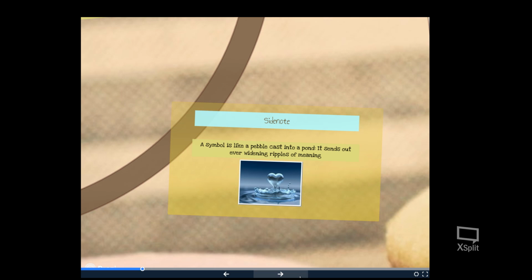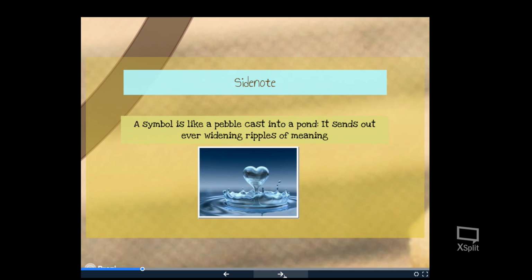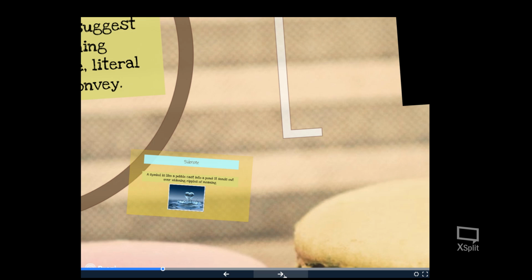Now, why do authors use symbolism? Symbolism allows writers to suggest layers and layers of meaning, possibilities that a simple literary statement cannot convey. It's kind of like a symbol is like throwing a pebble or a stone or a rock into a pond. Okay, it sends out ever widening ripples of meaning.